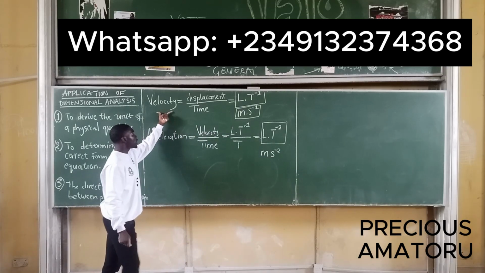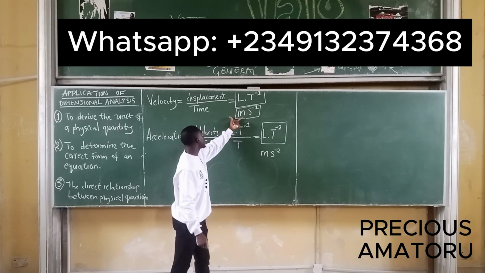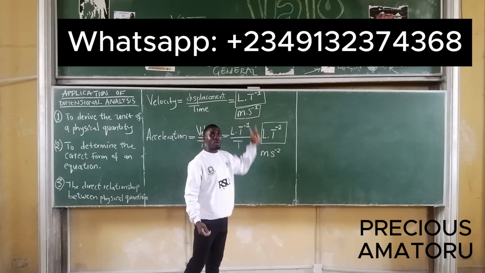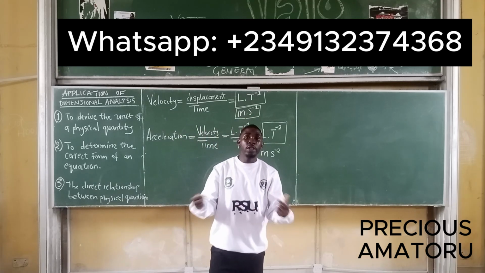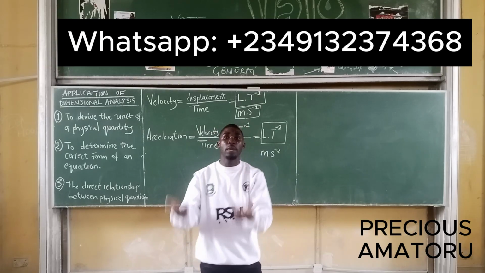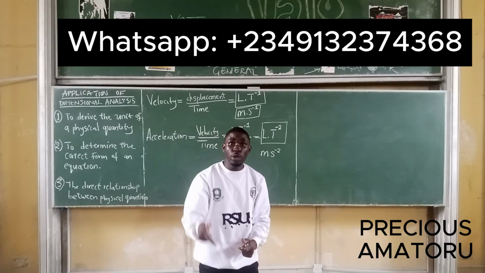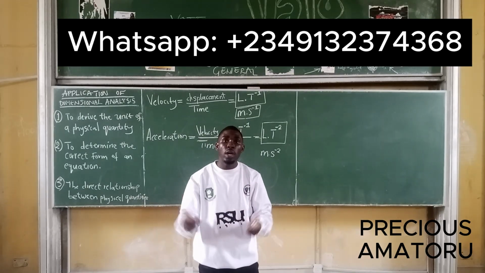Acceleration is meter per second squared. For velocity, meter per second. So for every physical quantity that is given to you, if you know how to get the dimension, from the dimension you can actually get the unit of that physical quantity.